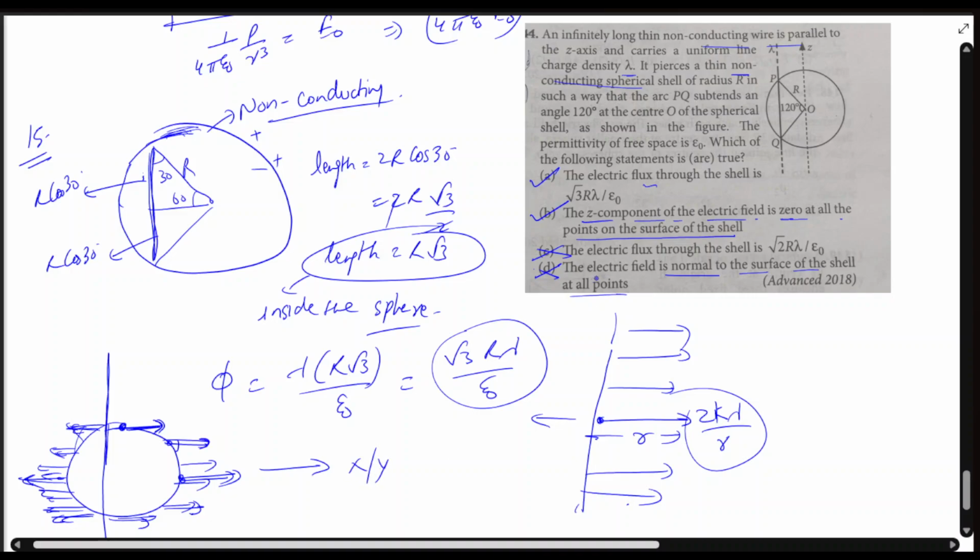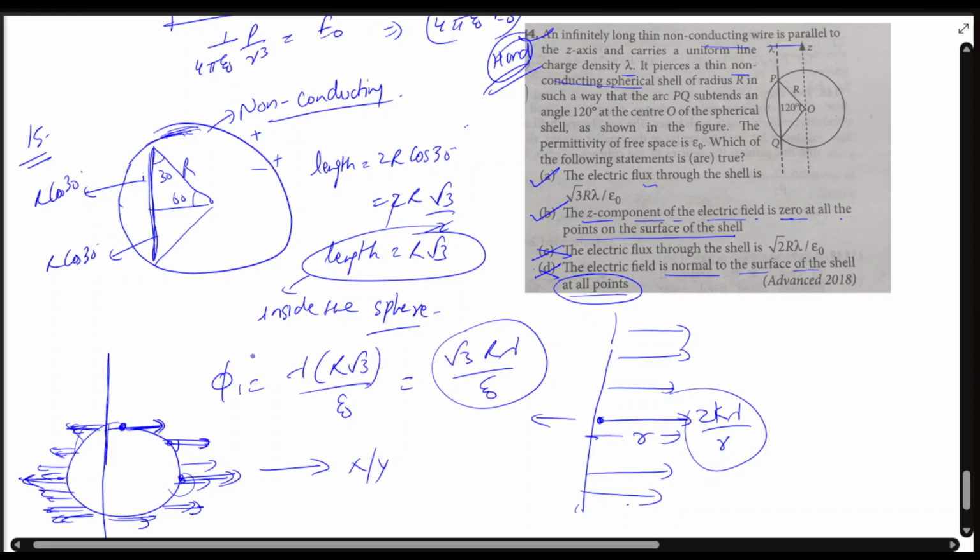We don't know. The electric field is normal to the surface of the shell at all points. No, at some point it is normal, but at other points it will not be normal. So yes, we can consider this question as hard. This is a tough question, but it is a very interesting question to understand the concept.